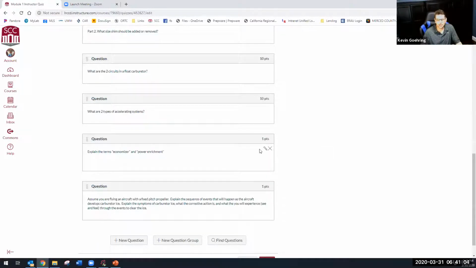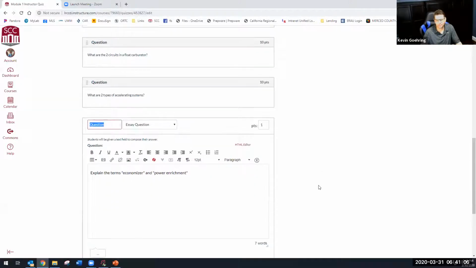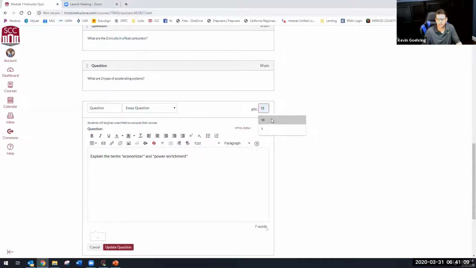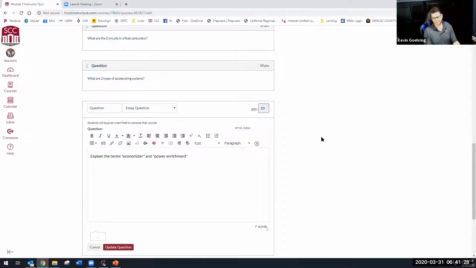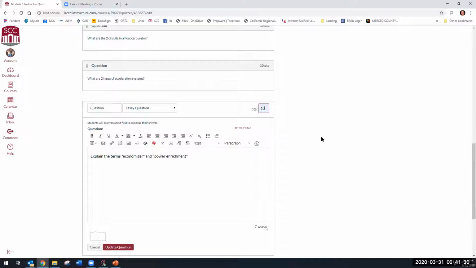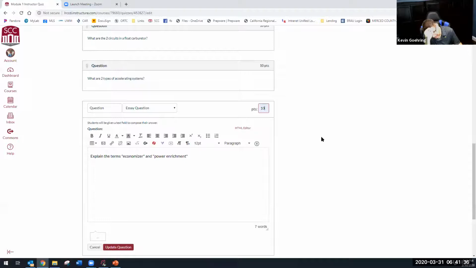Explain the terms economizer and power enrichment. This is probably the longest potential writing question in here. Anybody going to handle this one? So I wrote exactly what you wrote, which is economizer leans out the carburetor, power enrichment makes the carburetor richer. When? At high power. Leaning out during cruise and then enriching at full throttle. Yep, that's what I want to see: economizer decreases the amount of fuel through the cruise range, and power enrichment adds fuel at upper RPMs.